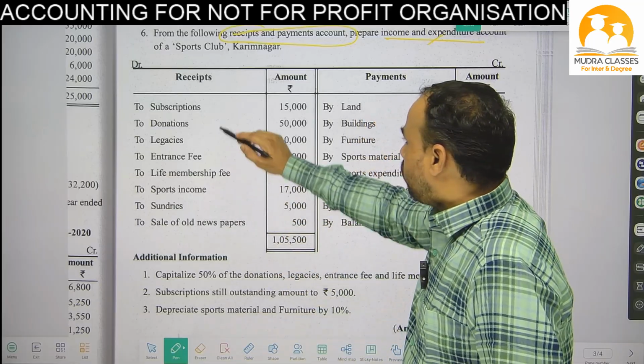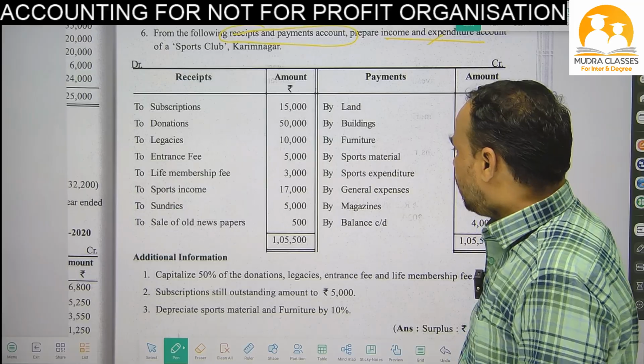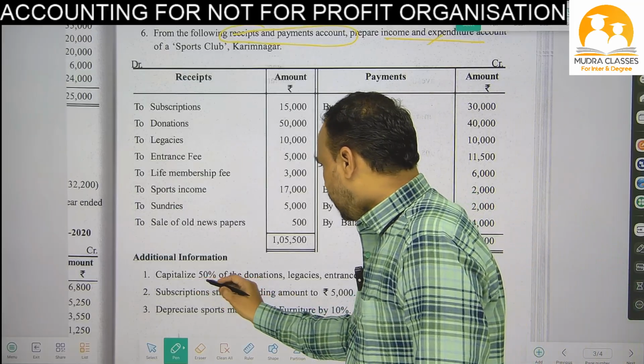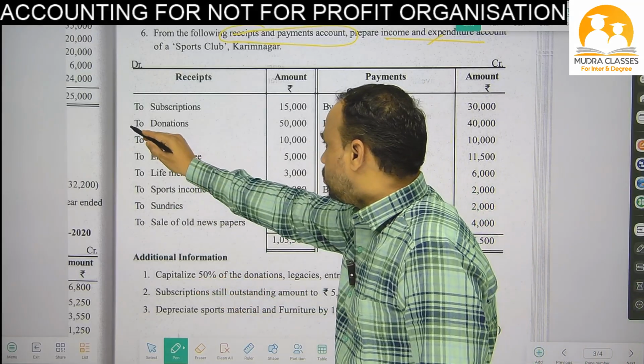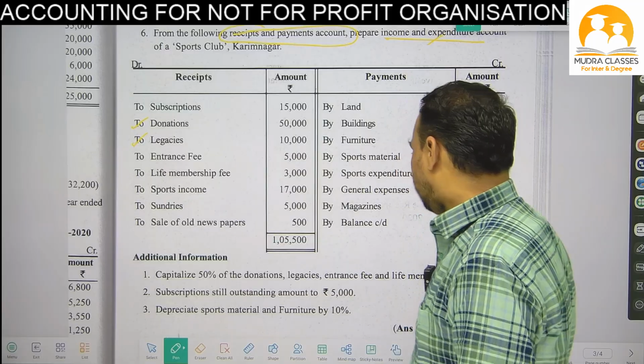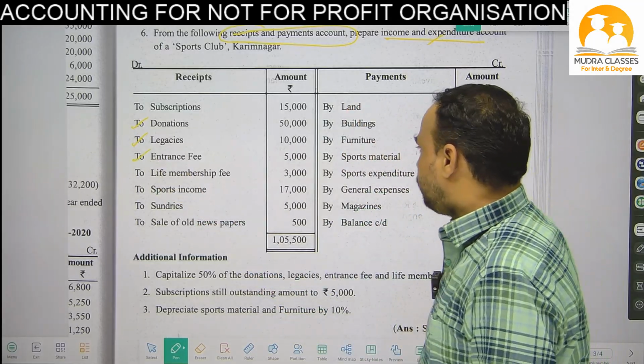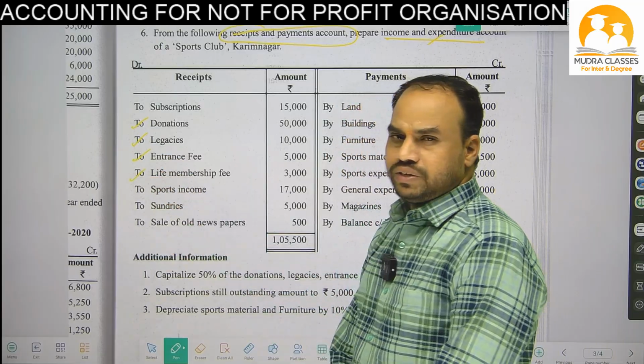so listen now. What is the first item given? Subscription, donation, like this some items are given. Let's see what is given. First adjustment: capitalize 50% of the donation. So tick the donation. In the adjustments, legacy is given. So tick the legacies. Next, entrance fee is given. So tick the entrance fee. Next, life membership fee is given. So tick the life membership fee.